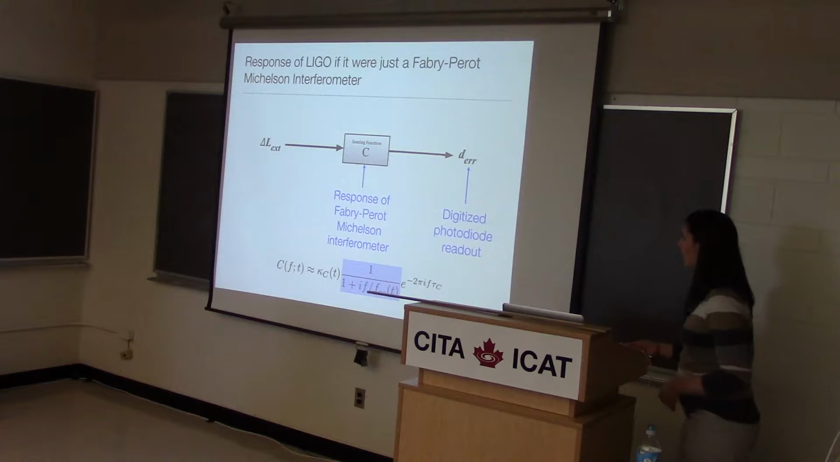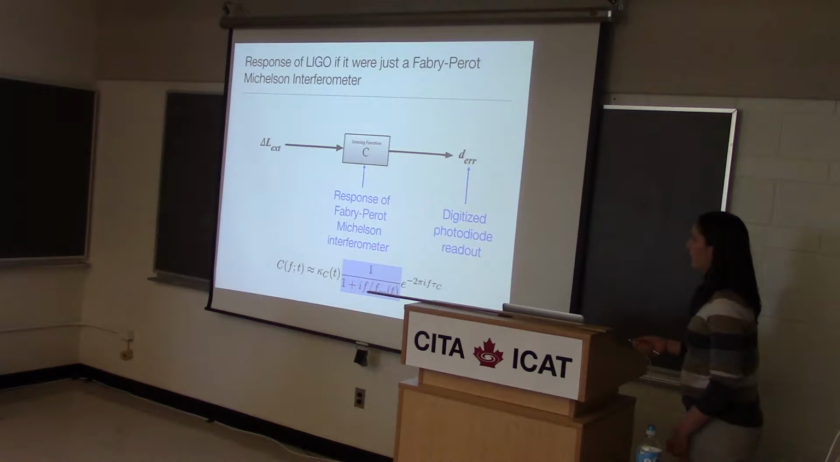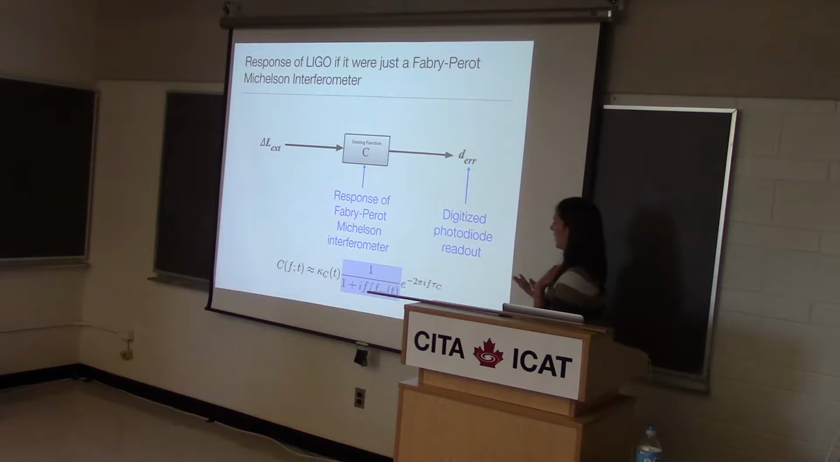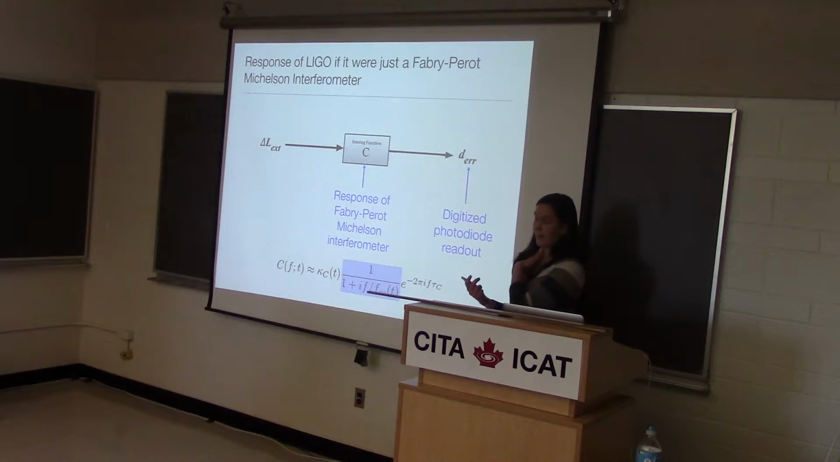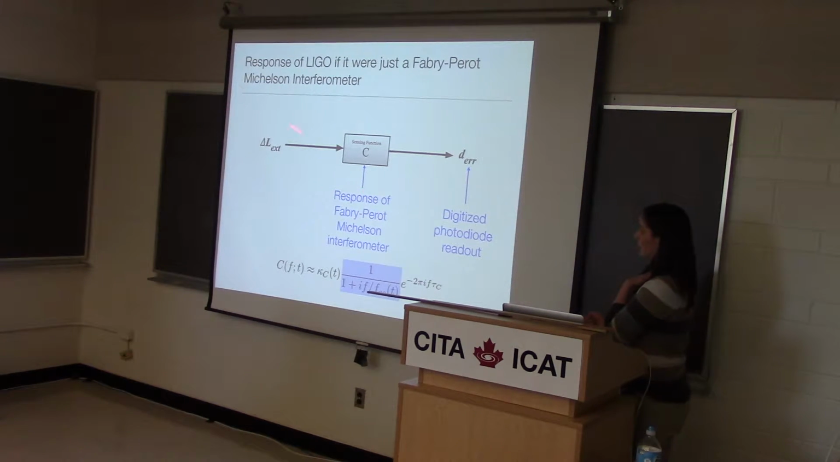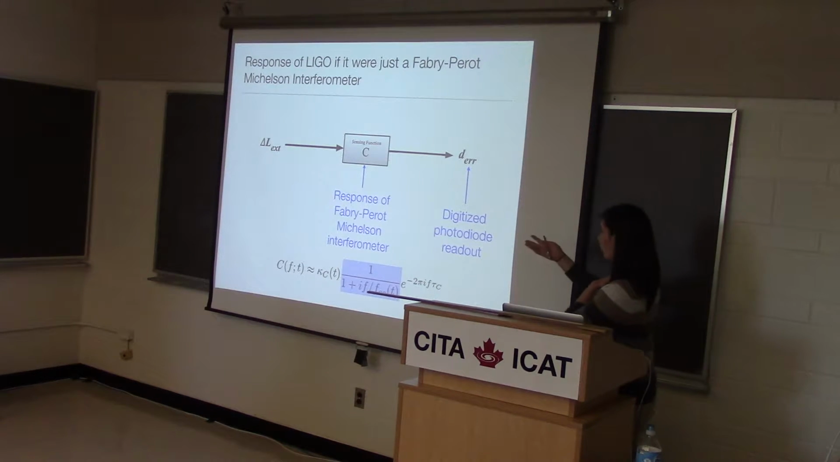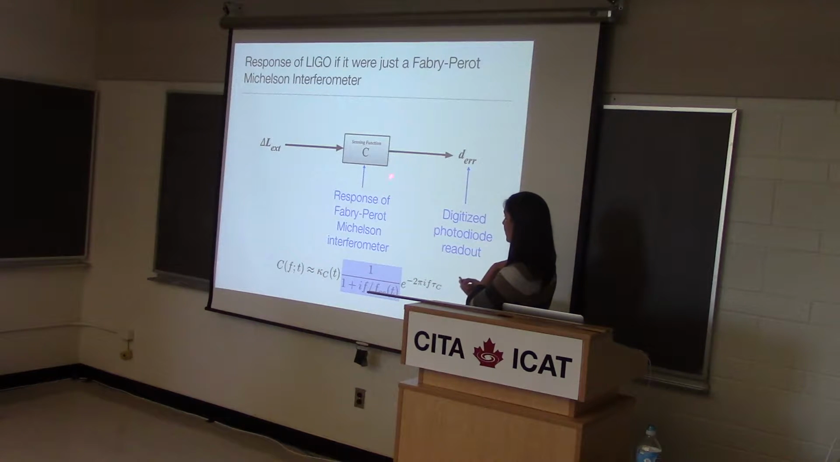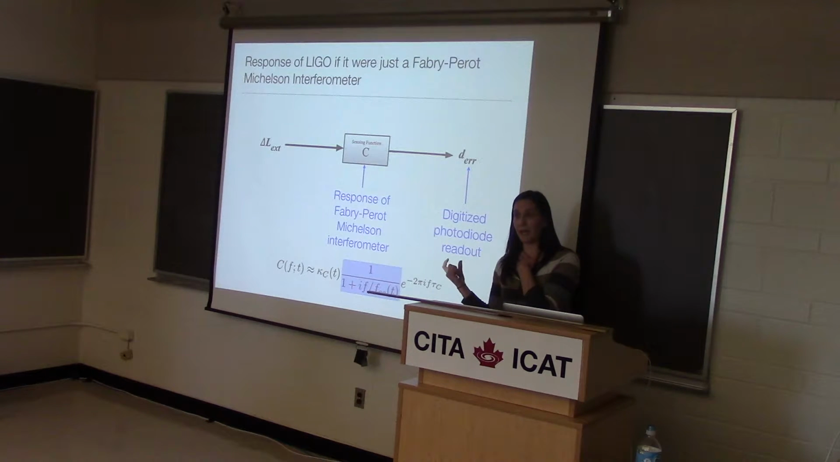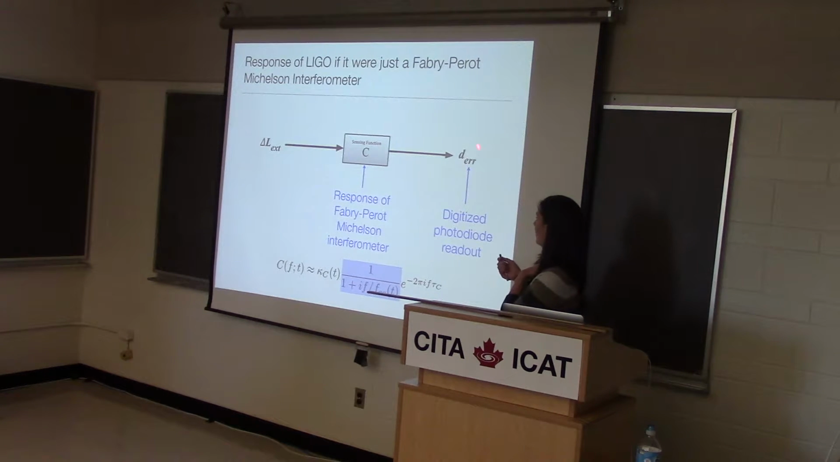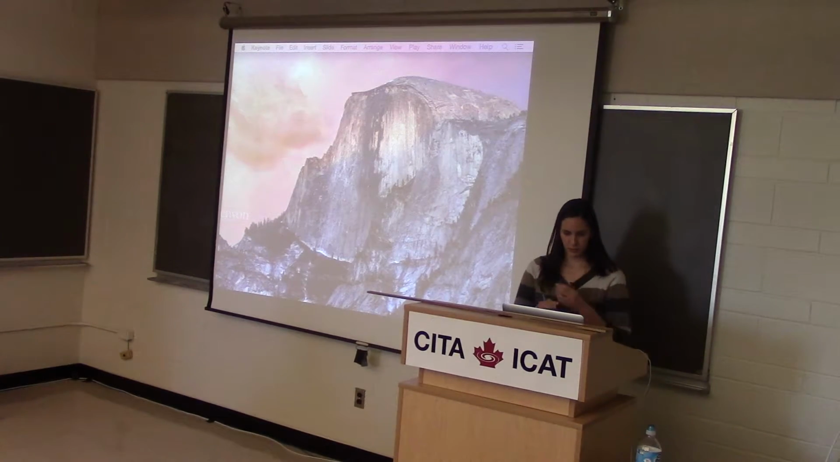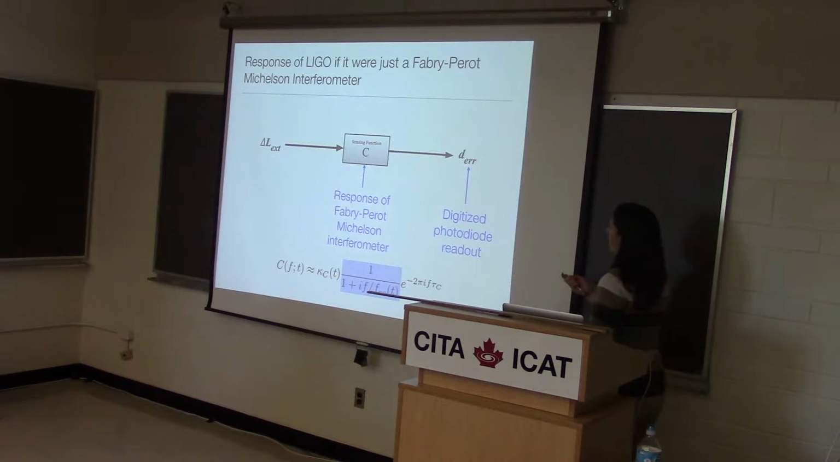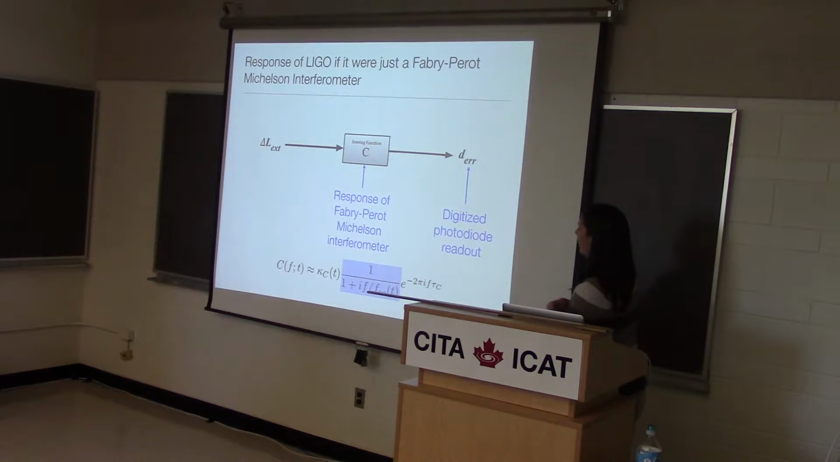It turns out you do pretty well if you model the response of the LIGO interferometers just as a Fabry-Perot cavity. So what we've got here is some differential arm change, delta L external, incident on the detectors. The conversion from that delta L to the digitized photodiode readout, which we call D sub error. We'll see why it's the error signal in a second.